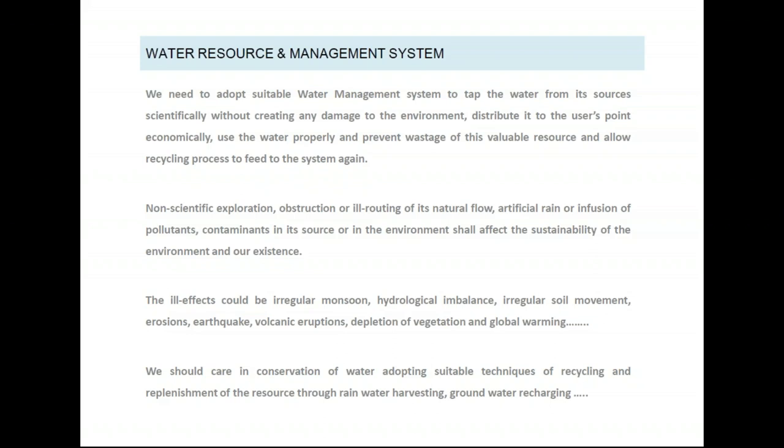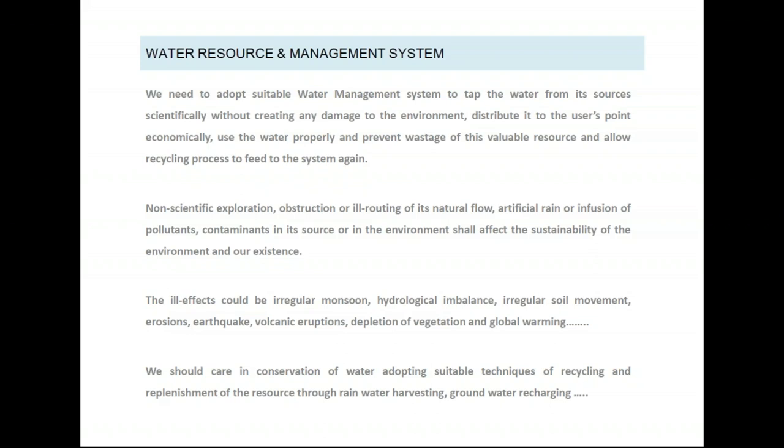Now, we need to adopt a suitable water management system to tap the water from its sources scientifically without creating any damage to the environment, distribute it to the user's point economically, use the water properly, and prevent wastage of this valuable resource and allow a recycling process to feed to the system again.